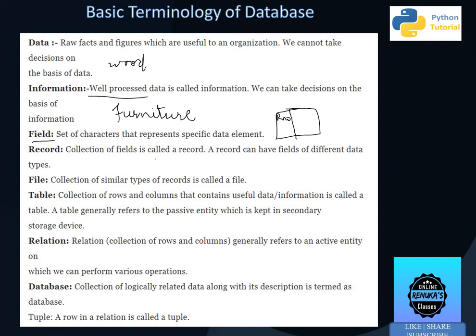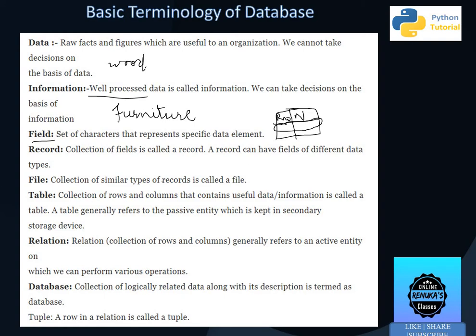Record: a collection of fields is known as a record. Suppose here we have roll number and name of student; this collection of fields will make one record for one student. File: a collection of similar types of records is called a file. A collection of many records will make one file.